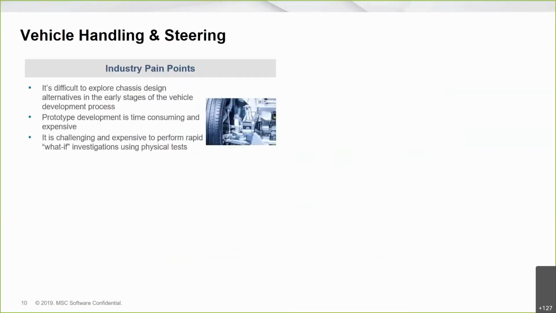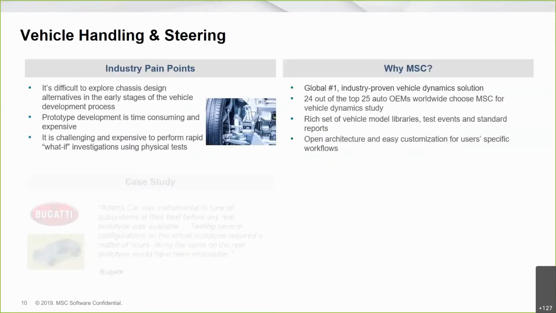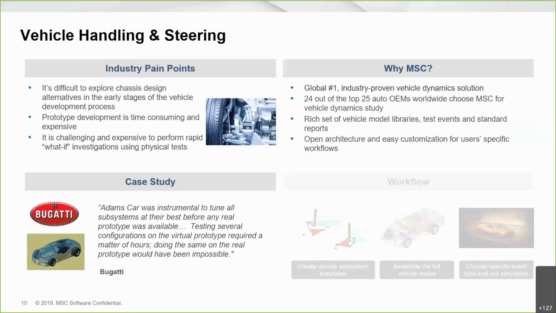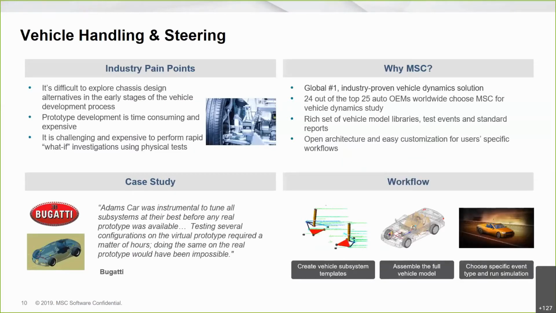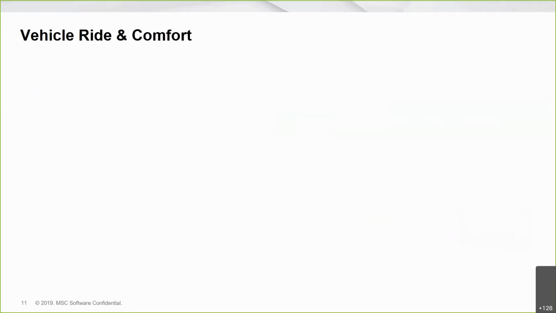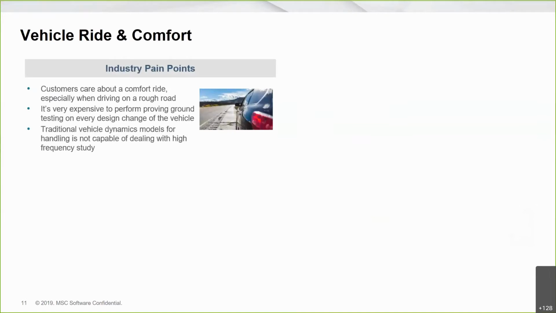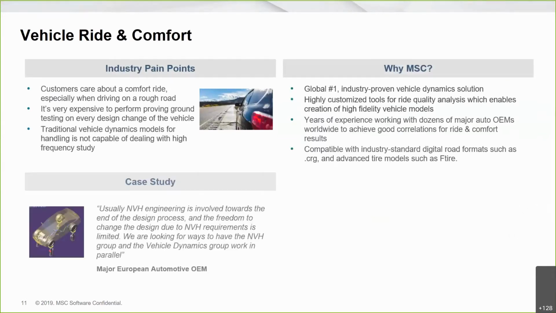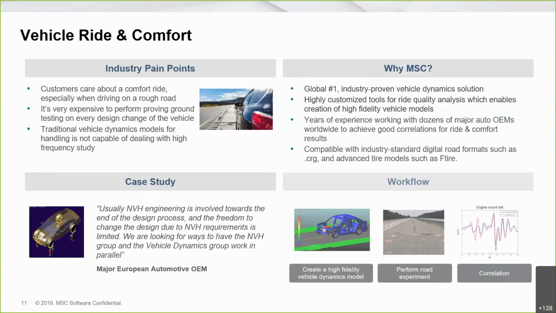Typically in the vehicle dynamics area, there are three different categories that Adams can be applied in. First is the vehicle handling and steering. That is relatively in the lower frequency range, we will say. And the next level is the vehicle ride comfort, which is a bit higher frequency than the vehicle handling and steering, but it's still considered to be a very important task.